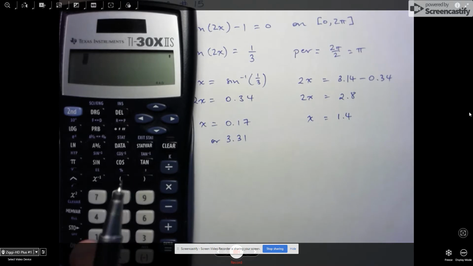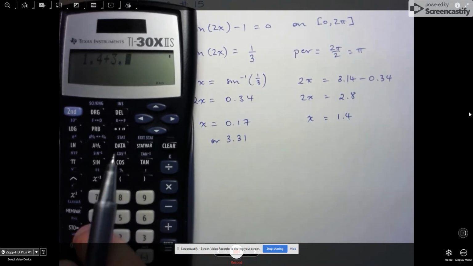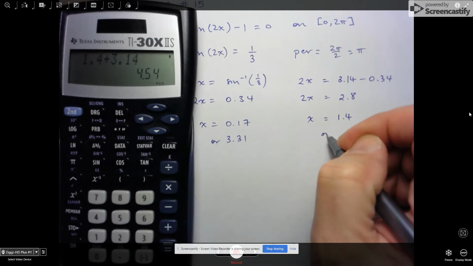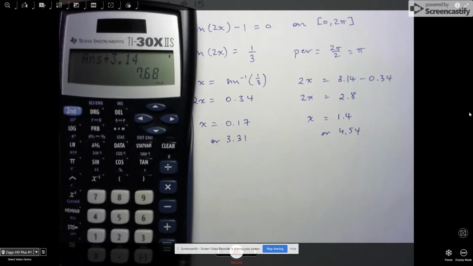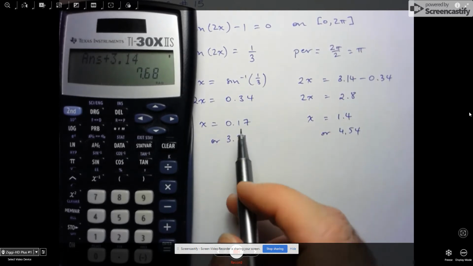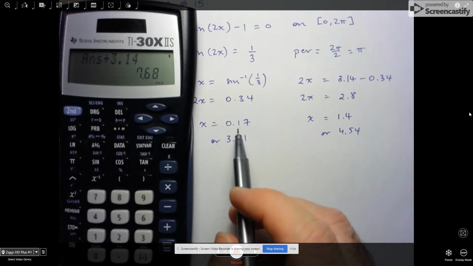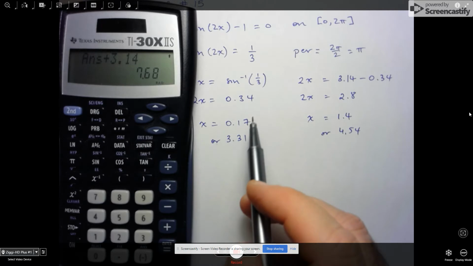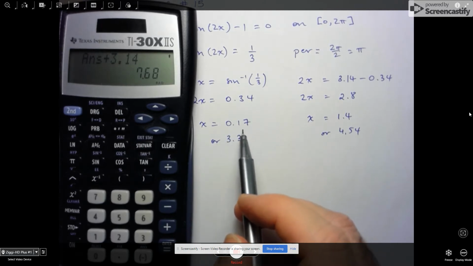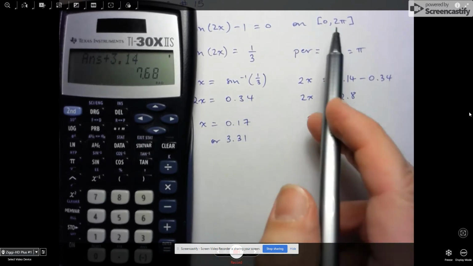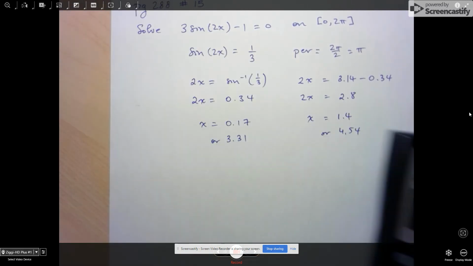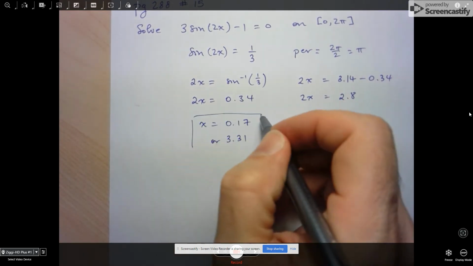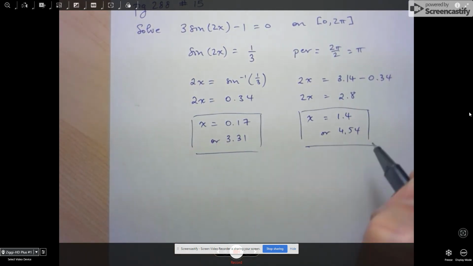Now let's go to the 1.4. 1.4 plus 3.14 is equal to 4.54. And if I add another 3.14, again I'm beyond the 2 pi. And there's no point in subtracting the period, because if I have 0.17 minus 3.14 or 1.4 minus 3.14, I'll be in the negative, and I'm only looking at answers from 0 to 2 pi. So here we go, we have all the answers for this one.